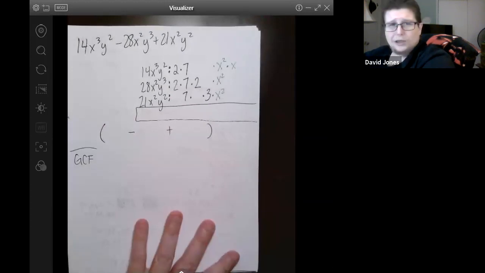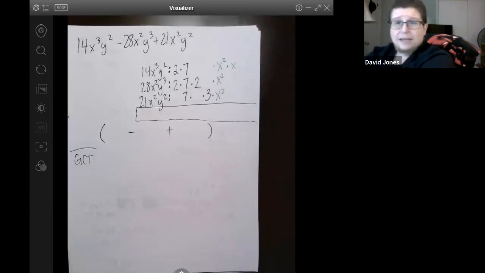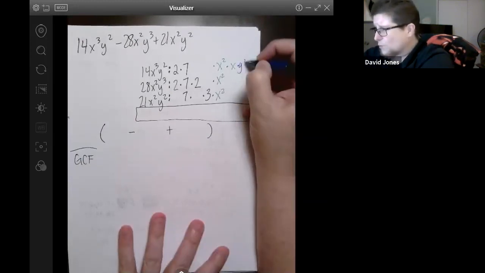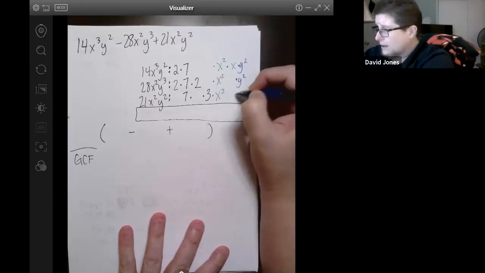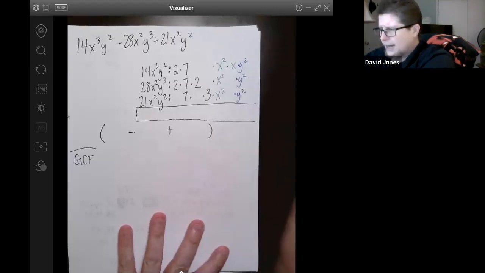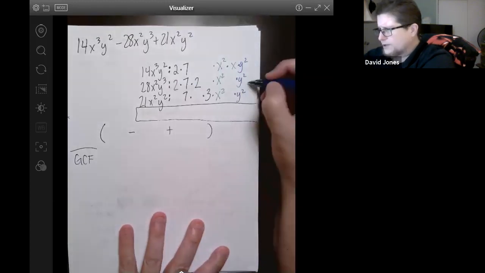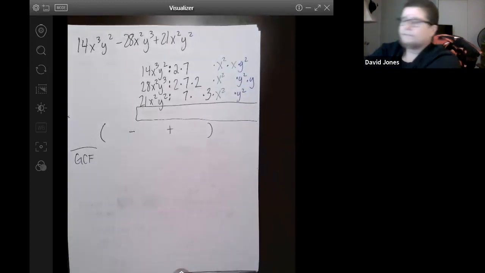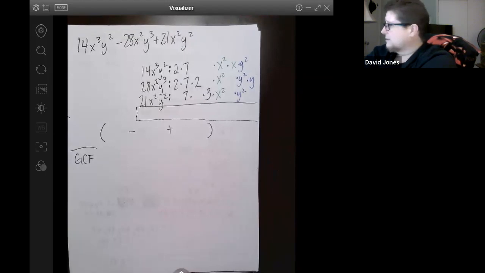And then I look at the y's. The smallest exponent on the y's is y squared. So I'm going to put a y squared down. Each of them has a y squared in it. And the middle one is y cubed, so it needs another y. Why does it need another y? Multiply the y squared and the y back together, and you'll see that that's y cubed. That's what I'm doing there.